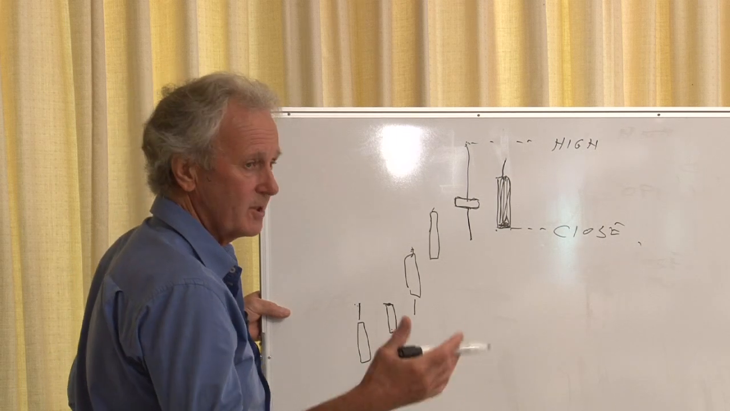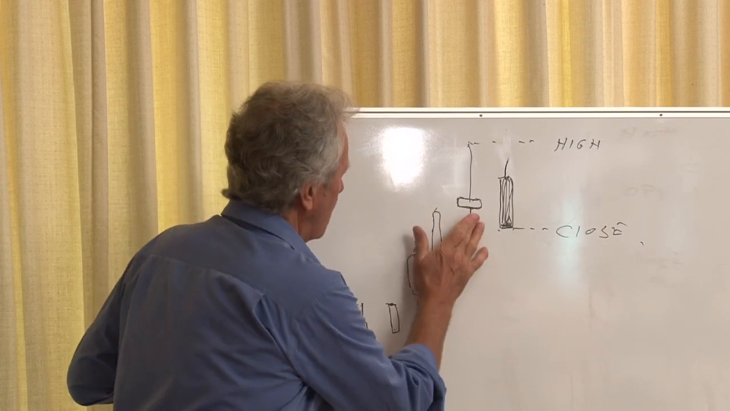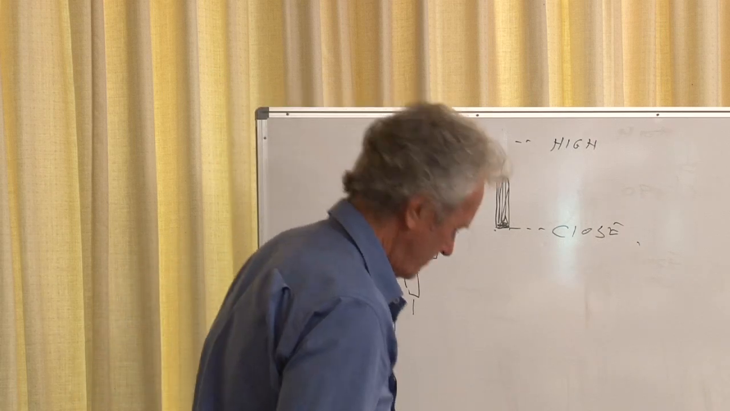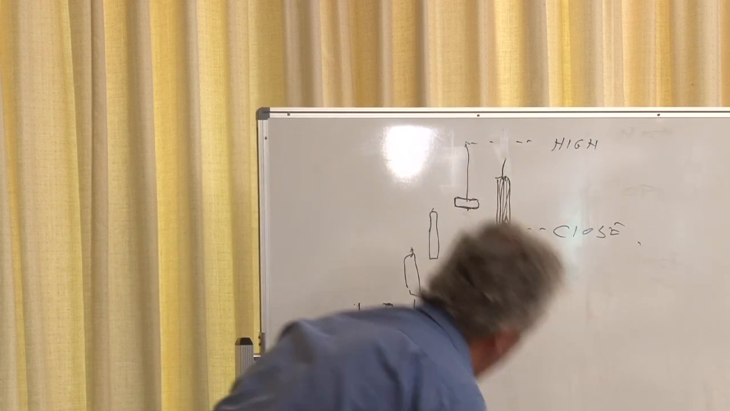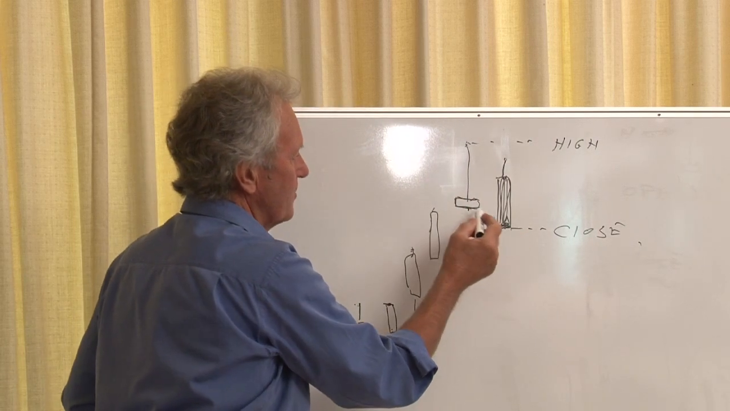So what we must do is look at the high price for each candle, and once we've found a candle that doesn't make a new high, we then look to see whether it closed below the low of it.